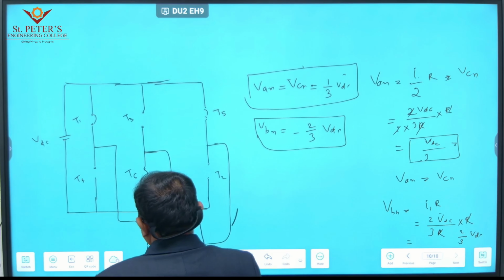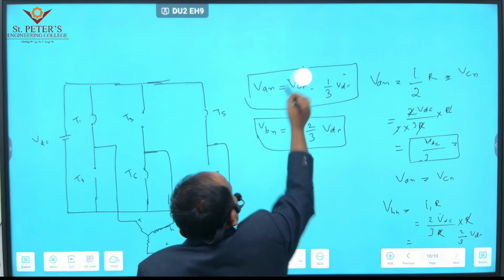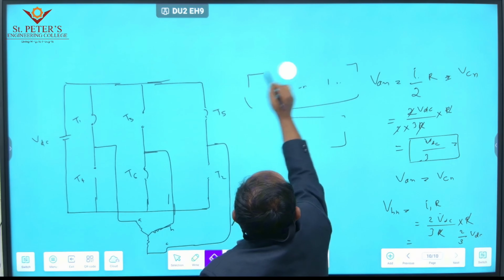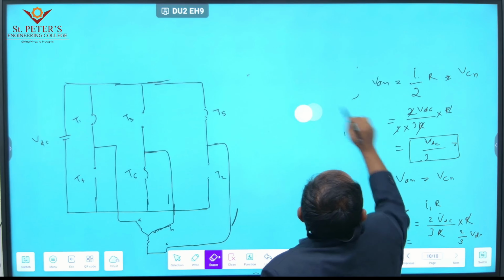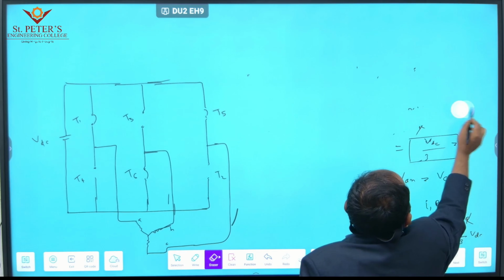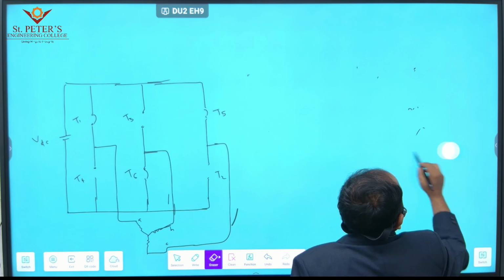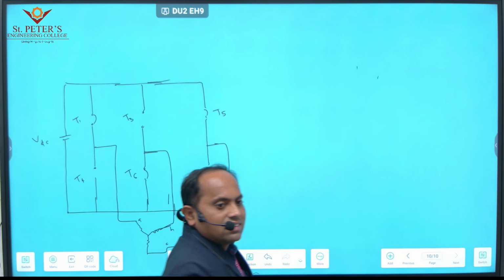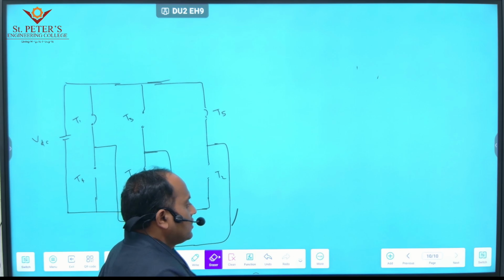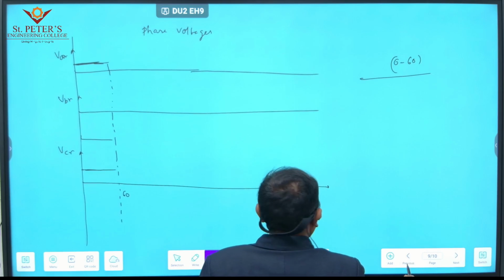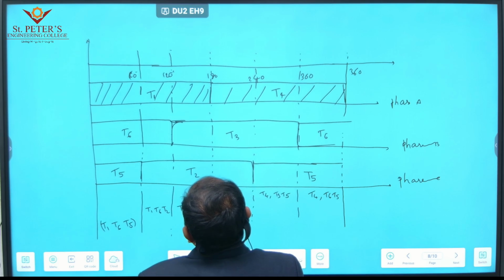Same we have to calculate from 60 to 120 degrees. From 60 to 120 degrees, we have to calculate the same values, VAN, VBN, VCN. Then which thyristors are conducting for 60 to 120 degrees? What is the sequence of thyristor conducting?